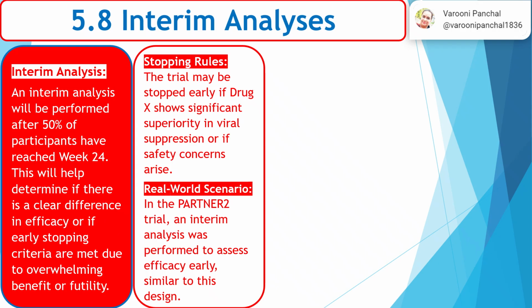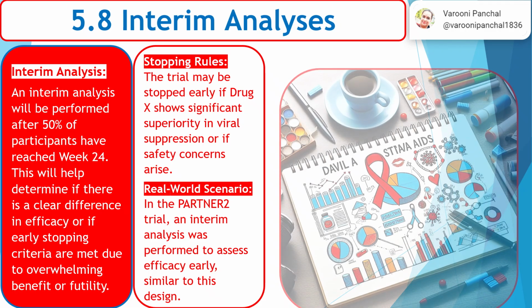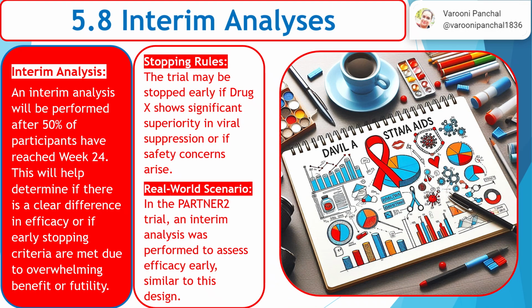Stopping rules: the trial may be stopped early if Drug X shows significant superiority in viral suppression or if safety concerns arise. Real-world scenario: in the PARTNER 2 trial, an interim analysis was performed to assess efficacy early, similar to this design.